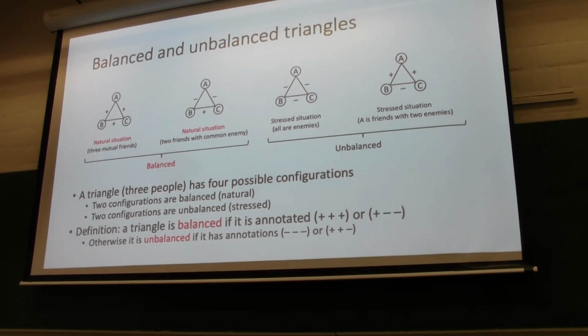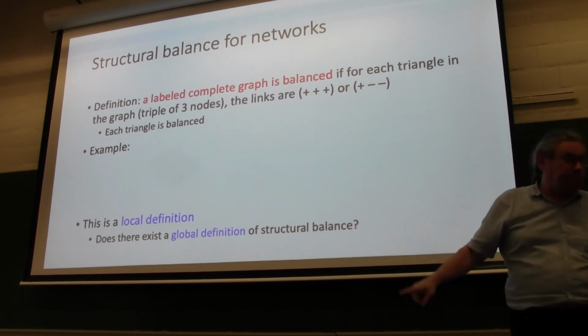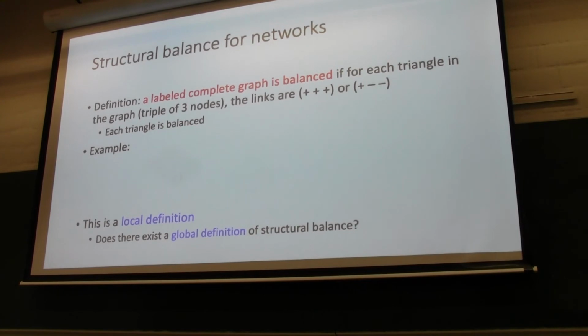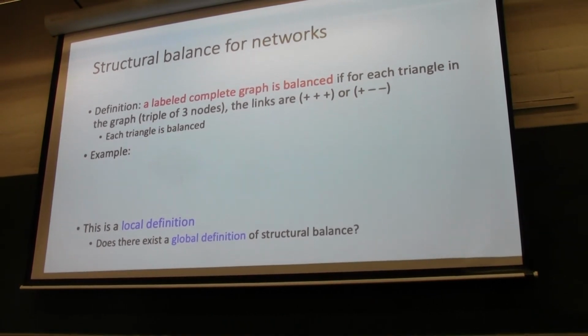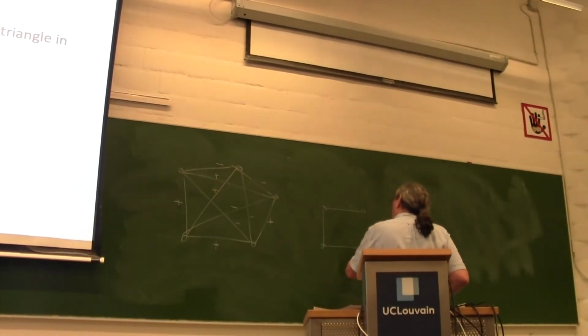Okay, so now we're going to look at that and see what we can understand about it. There's an empty part here because this is something that I will draw. When I drew this last year, it was on Teams, but I will draw it on the board today. So a labeled complete graph is balanced if for each triangle, the links are plus, plus, plus, or plus, minus, minus. Those are the two balanced ones. Each triangle is balanced. So if I have a graph here, let me make some kind of a graph.